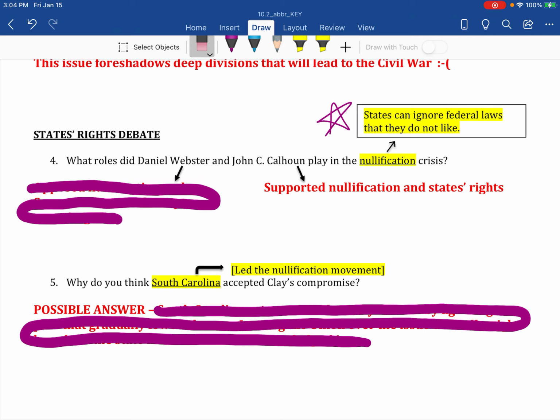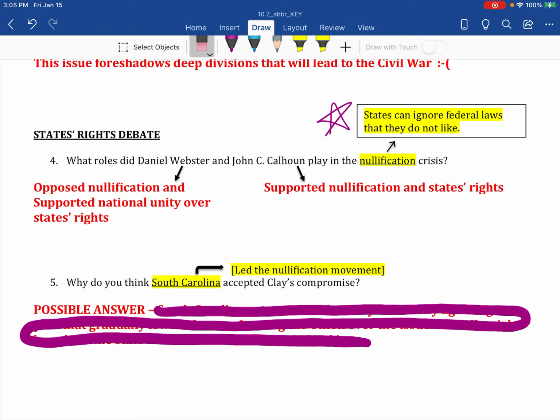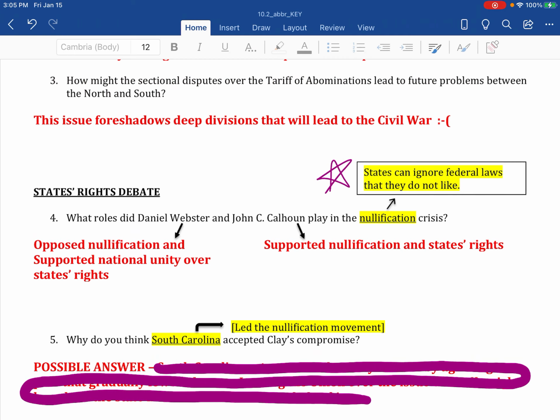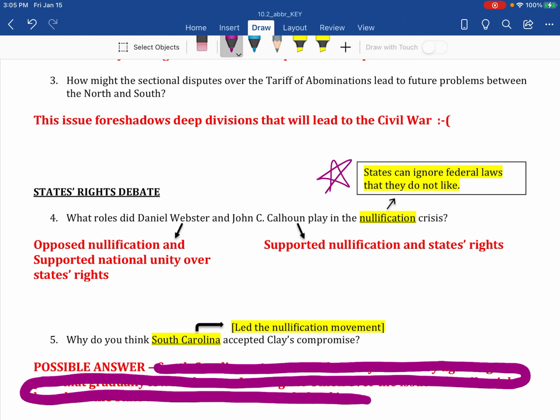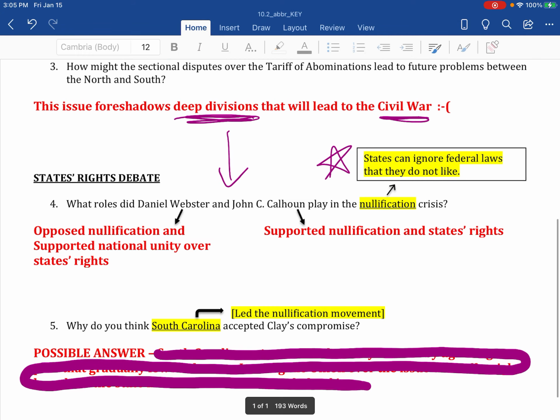He says, yes, the South should be able to not enforce federal laws that they don't like, whereas Daniel Webster, who's from Massachusetts, a northern state, opposes nullification and supports national unity over states' rights. So there it is. I'm showing you right here this division that is happening. These divisions between North and South, they're going to lead to the Civil War. There it is right there. You can see it playing out right before your eyes. It's too bad they didn't predict it at the time.